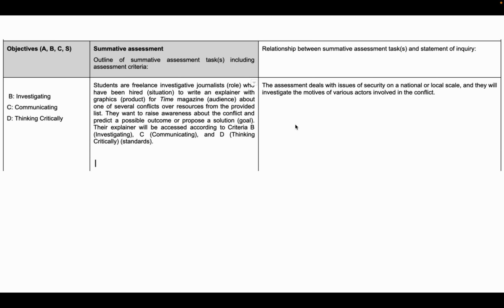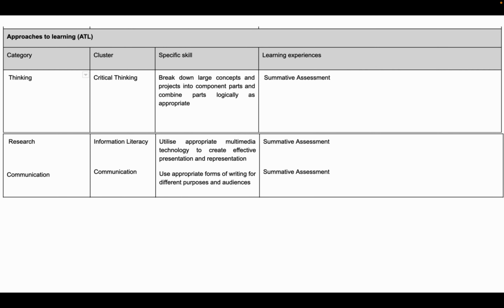And then I explained explicitly the assessment deals with the issues of security on a national or local scale, and they will investigate the motives of various actors involved in the conflict. That goes back to my exploration of authority and power. And the ATL skills, there's a list of ATL skills that are the same throughout the IB from PYP to DP. One of them is critical thinking.